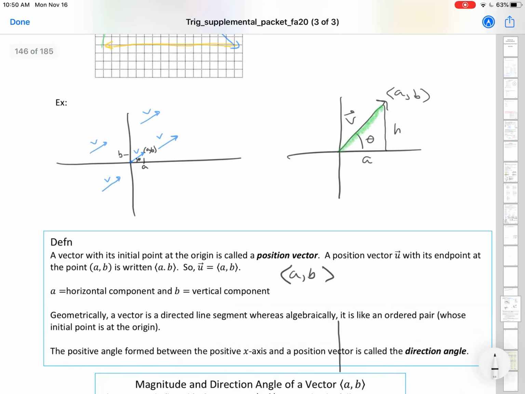Remember, this has out a and up b. You've got a right triangle. Of course, the magnitude of v, which is this absolute value symbol, this line around a vector, is the square root of a squared plus b squared. Magnitude is always positive, never negative. It's just the square root of a squared plus b squared, because you know that green length squared is a squared plus b squared, right? The hypotenuse squared is a squared plus b squared.